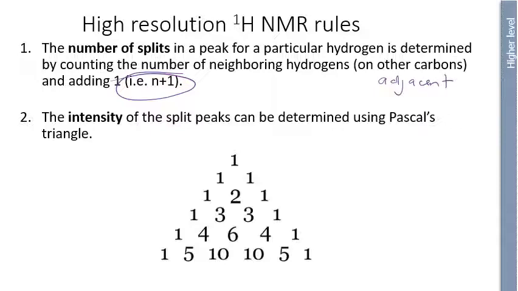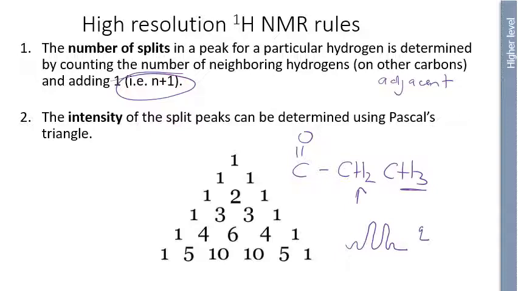So for example, if you have CH2, CH3 as a group, and say that's going to be right next to a carbonyl, then these protons here have 3 adjacent protons. So what you're going to see is something like that, known as a quartet.